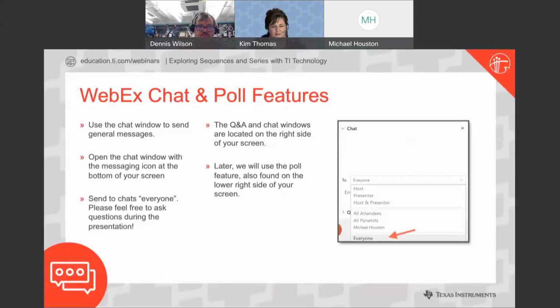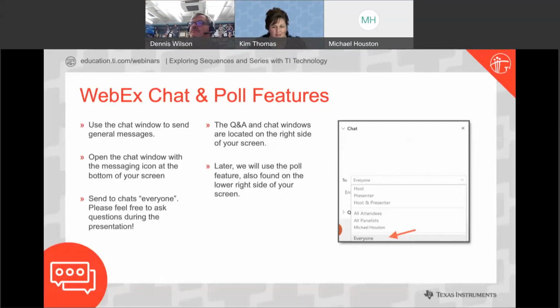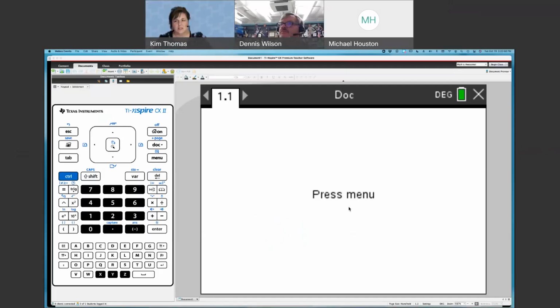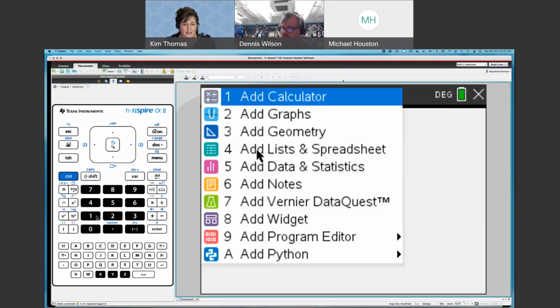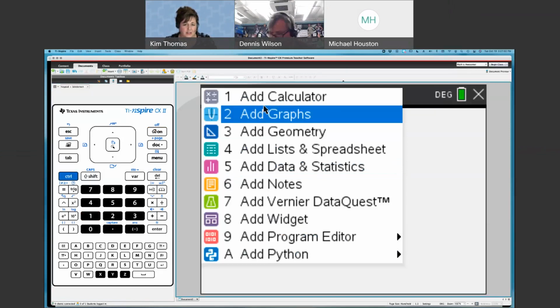All right. Share my screen here, and I am using a TI-Nspire. And so this is my TI-Nspire CX2. And I'm just pretty much on this home screen right here. And so I'm going to do a brand new document. And just like Dennis, I'm going to go in and add a graph.